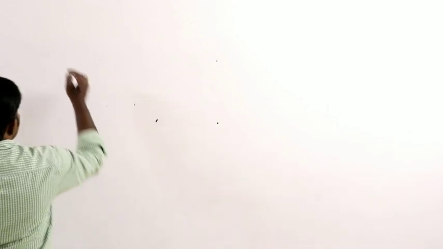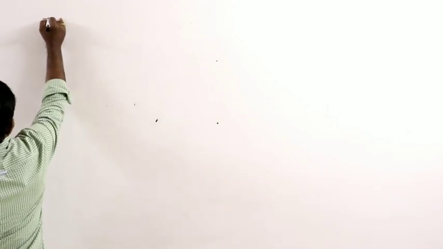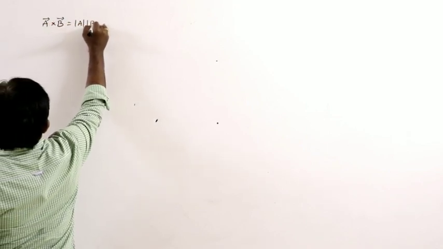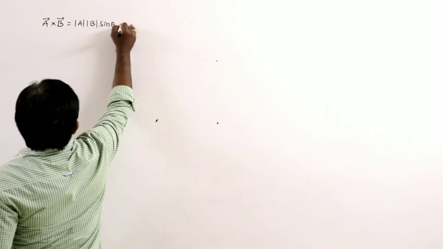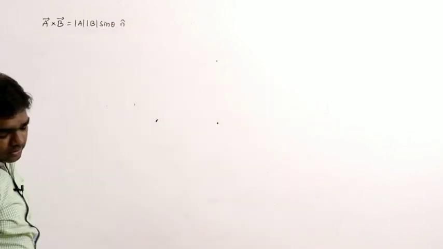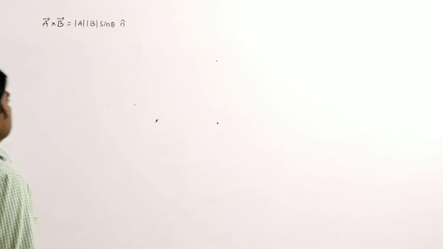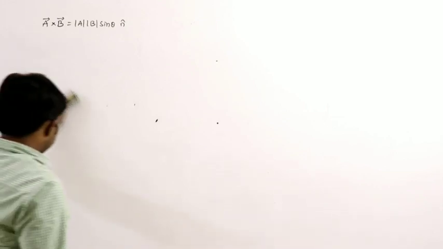So according to the definition of the cross product of two vectors, what are we writing? A bar cross B bar is equal to modulus of A into modulus of B into sin theta into n cap. What is that? n cap indicates the direction of the resultant vector.